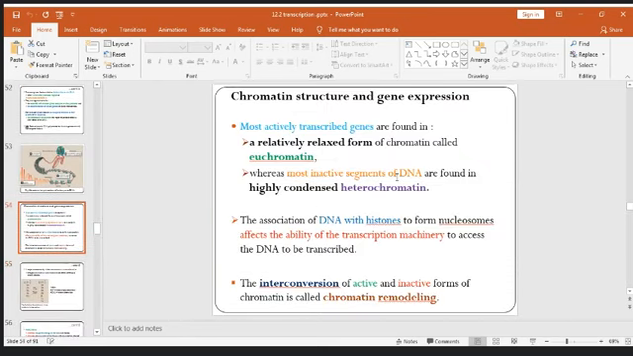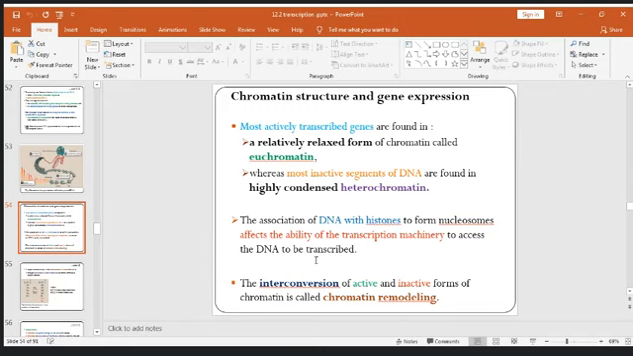Chromatin structure and gene expression: the most actively transcribed genes are found in a relatively relaxed form of chromatin called euchromatin. And in contrast to euchromatin, most inactive segments of the DNA are found in the highly condensed heterochromatin form. The association of DNA with histones forms nucleosomes, and it affects the ability of the transcription machinery to access the DNA to be transcribed.